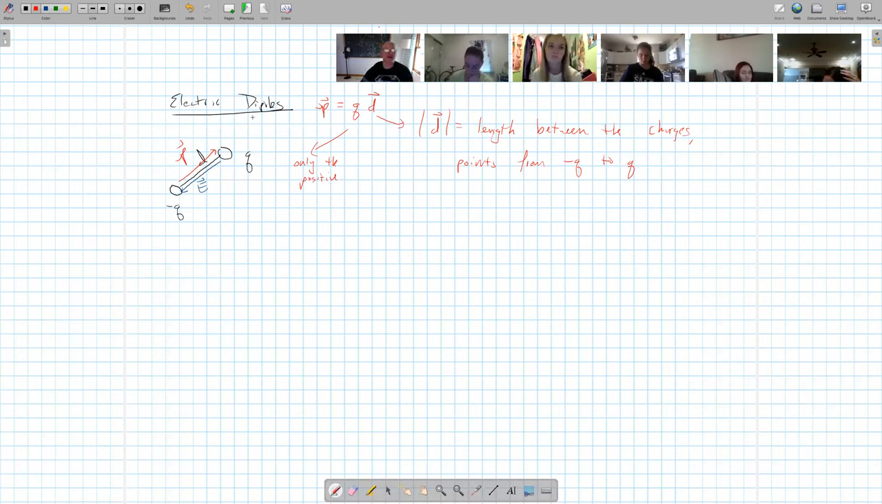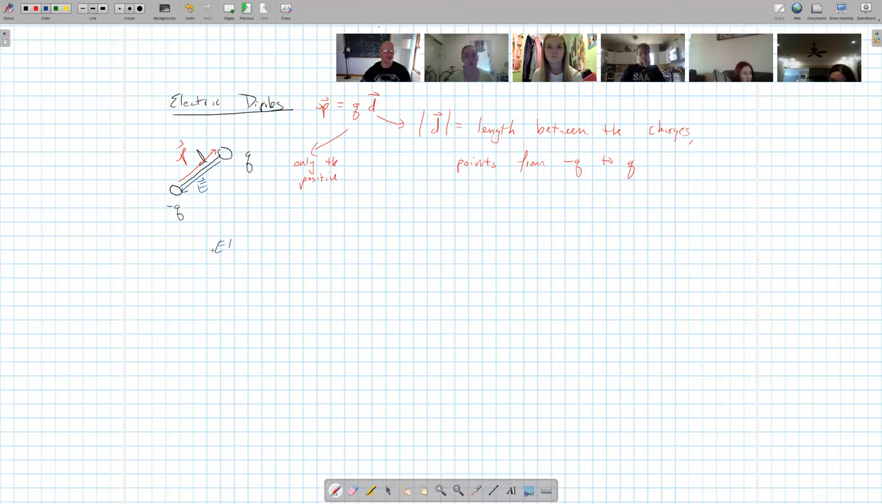So this is what we call the electric dipole or the electric dipole moment. So it has to do with, again, charge separation. It's a vector which points from the negative charge to the positive charge under some sort of charge separation. So this is what we call electric dipole. Now what we want to do is take this electric dipole and put it into an external electric field.